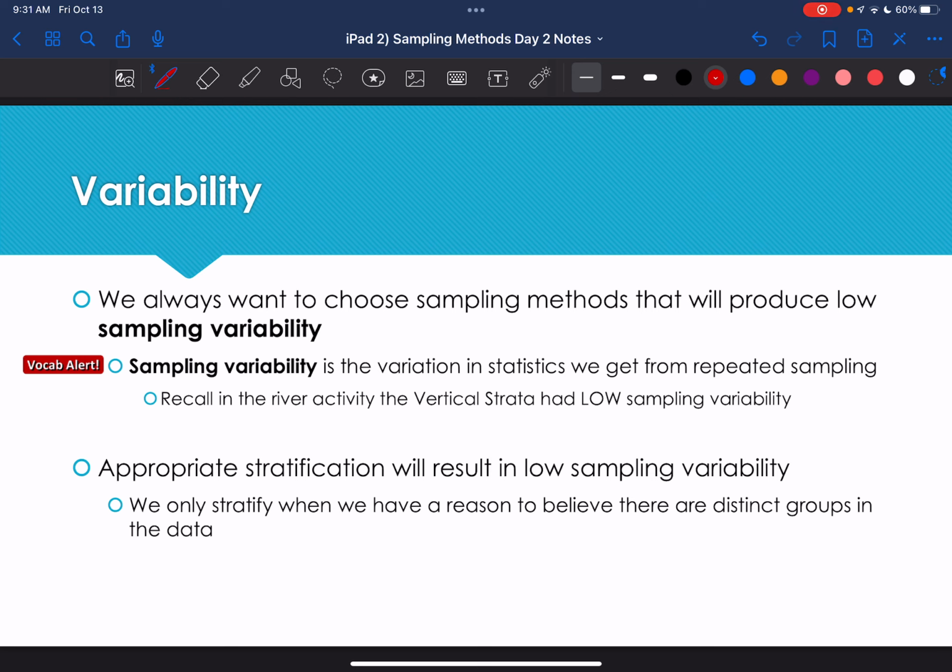The best thing to reduce sampling variability is good stratification. There's not a whole lot else you can do, but that'll reduce your sampling variability.